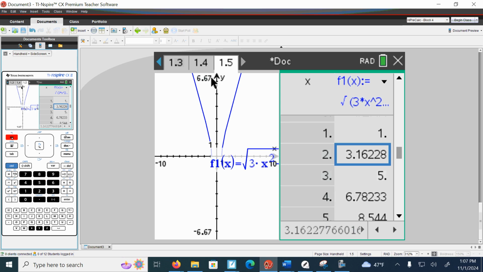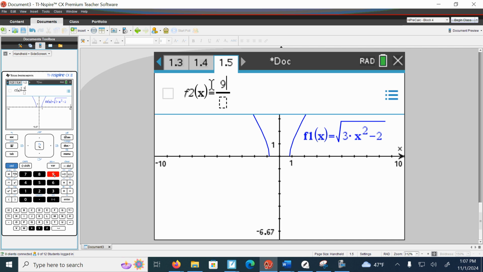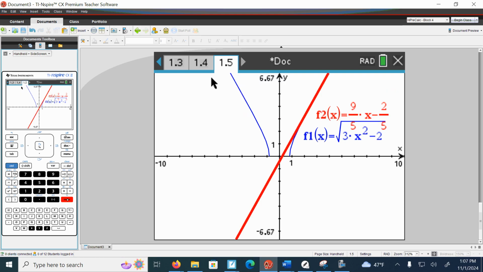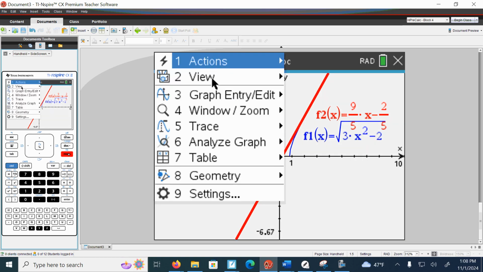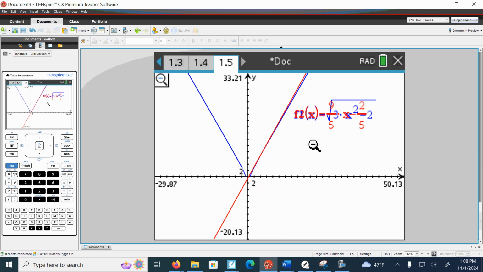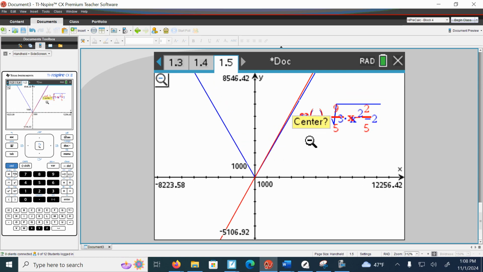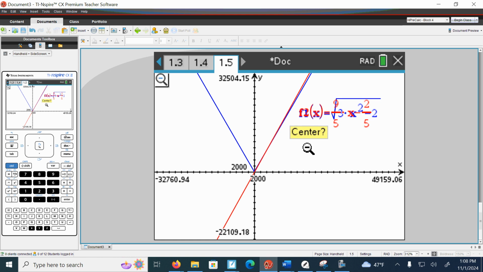So that's my graph. It's really hard to see that it's tangent there, but it is. Okay, moving on.